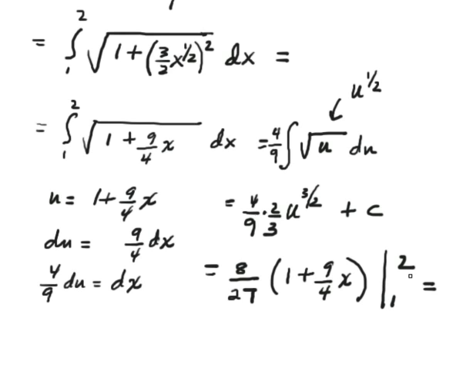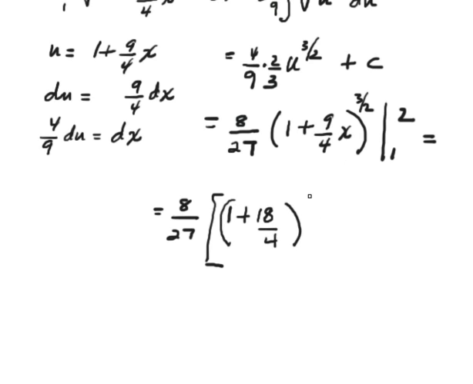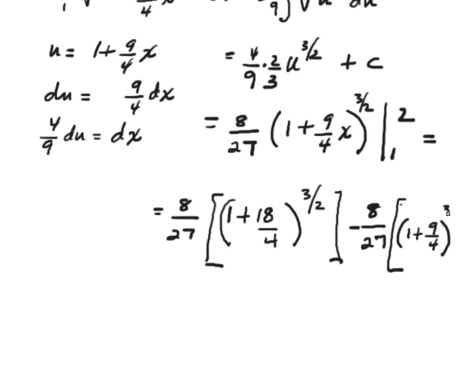All right, so let's do that. Just substitute in 2 and substitute in 1. So we have 8 over 27. Substituting in 2, we have 1 plus, oops, let me put that 3/2 back here. I dropped that by mistake. Put that 3/2 back. So here we have, let's see, first x is equal to 2, so we have 18 over 4 to the 3/2 minus 8 over 27. And now substitute in 1, so we have 1 plus 9/4 to the 3/2. And we'll just leave it like that.